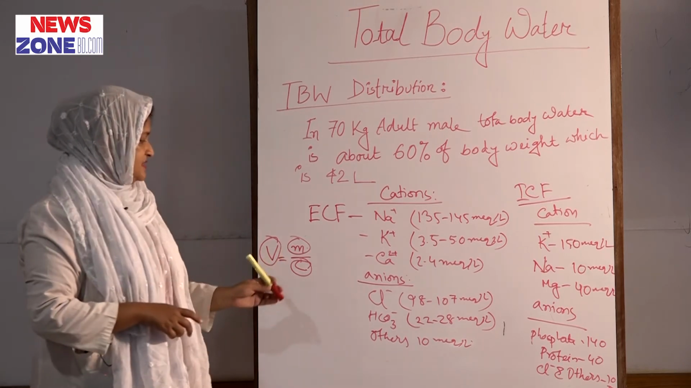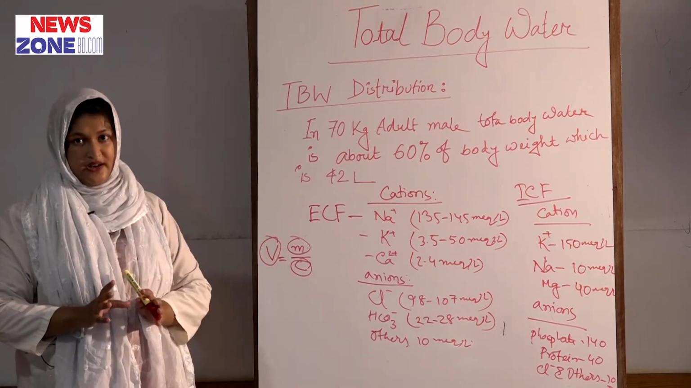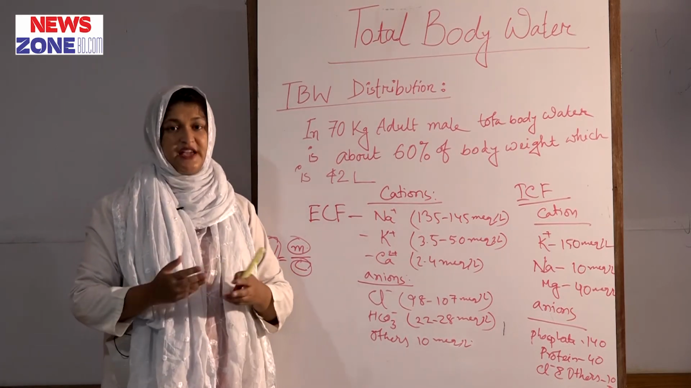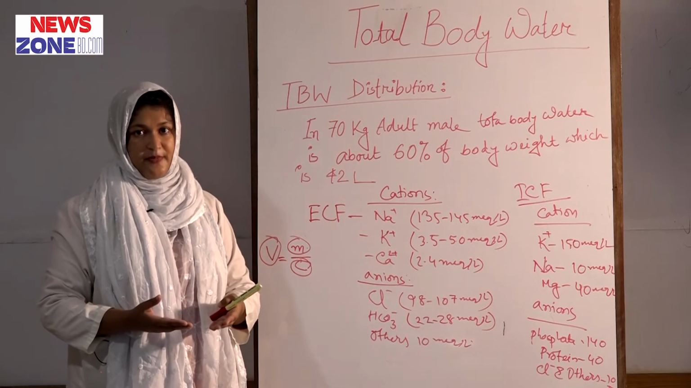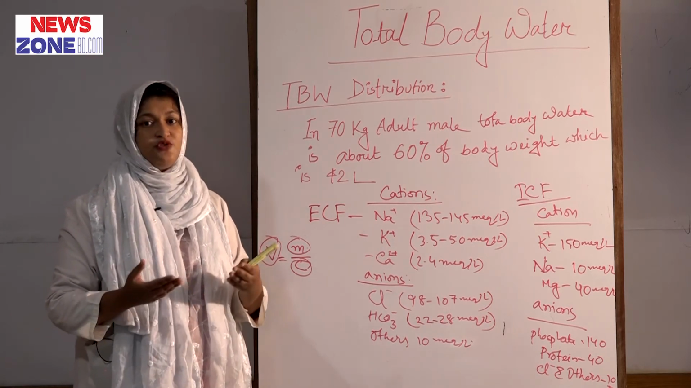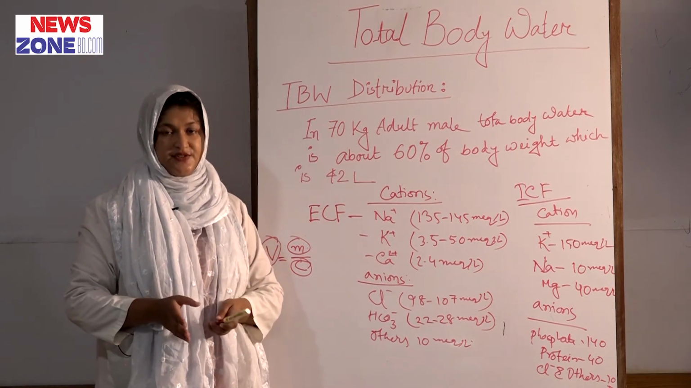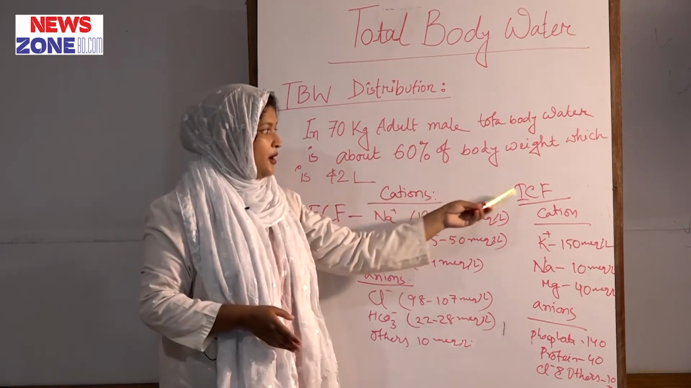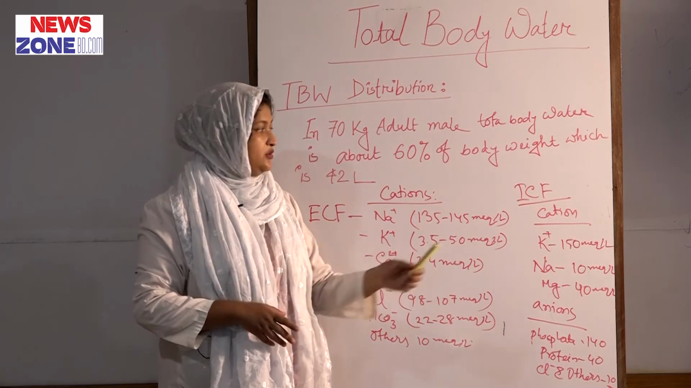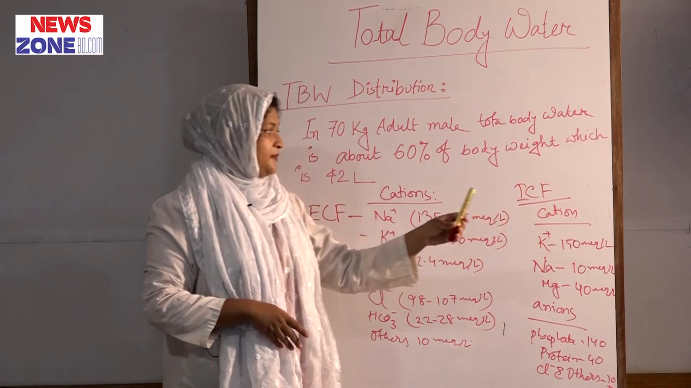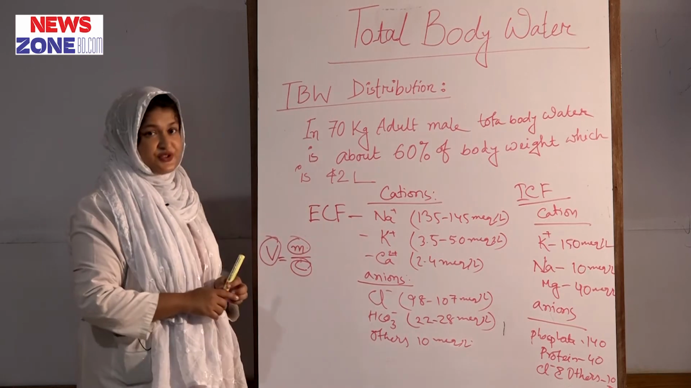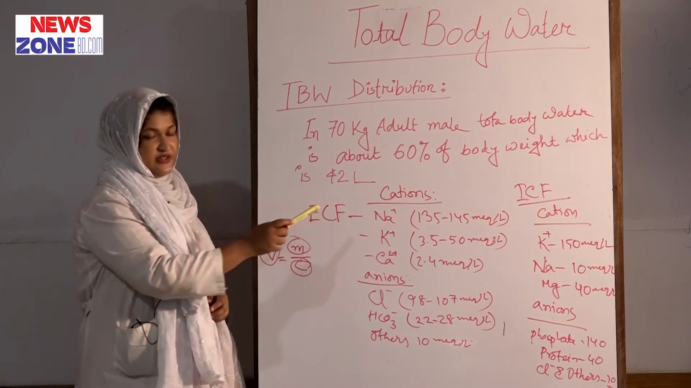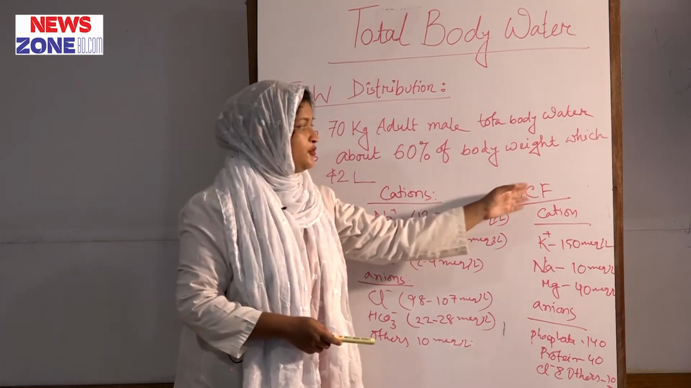For total body water compartment measurement, we will use deuterium oxide or tritium oxide. For extracellular fluid compartment volume measurement, we will use inulin, mannitol, sucrose, etc. And for the ICF compartment, we will find the intracellular fluid volume by subtraction: total body water minus extracellular fluid, then we will get the intracellular fluid compartment.